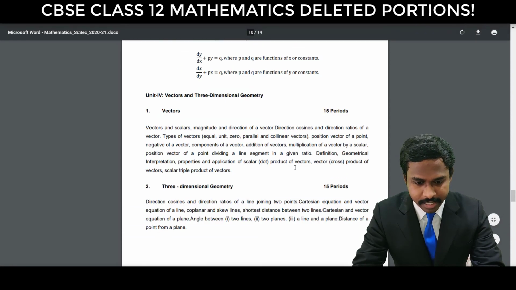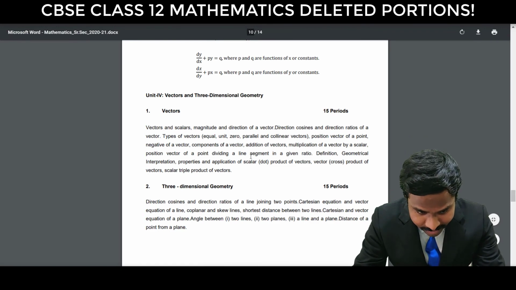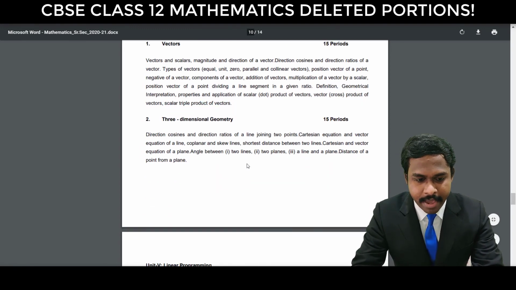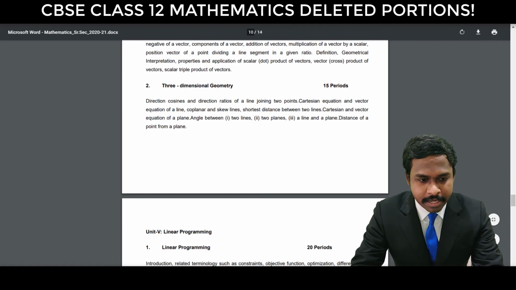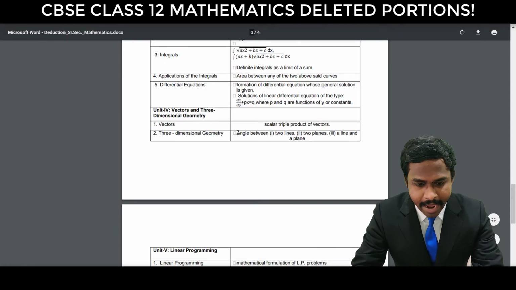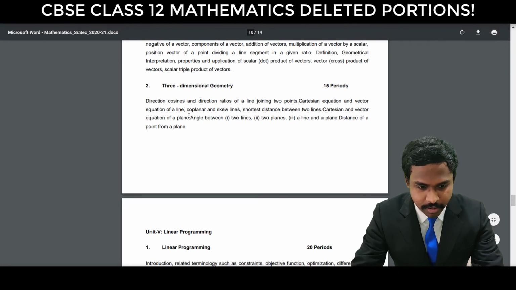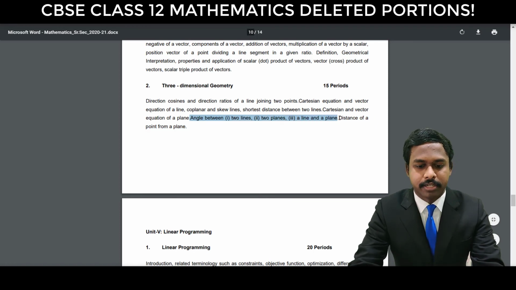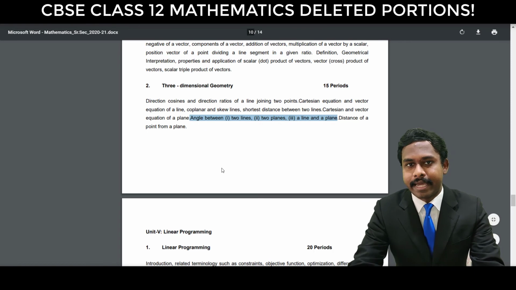And then we have vector and three-dimensional geometry. Scalar triple product is not there. So this you can clearly see, right? The scalar triple product, whether it's there or not. So the last topic is the scalar triple product of vectors. And then three-dimensional geometry, you don't have angle between two lines, two planes, and a line and a plane. So you don't have this particular topic. So angle between two lines, two planes, and a line, distance of a point from a plane. So this is not there, okay? This particular is not there, but distance of a point from a plane is there.